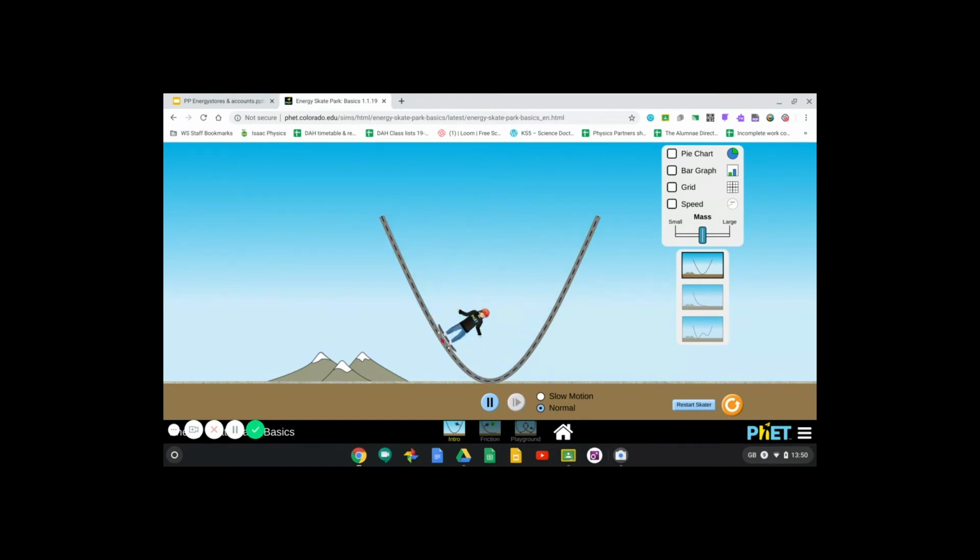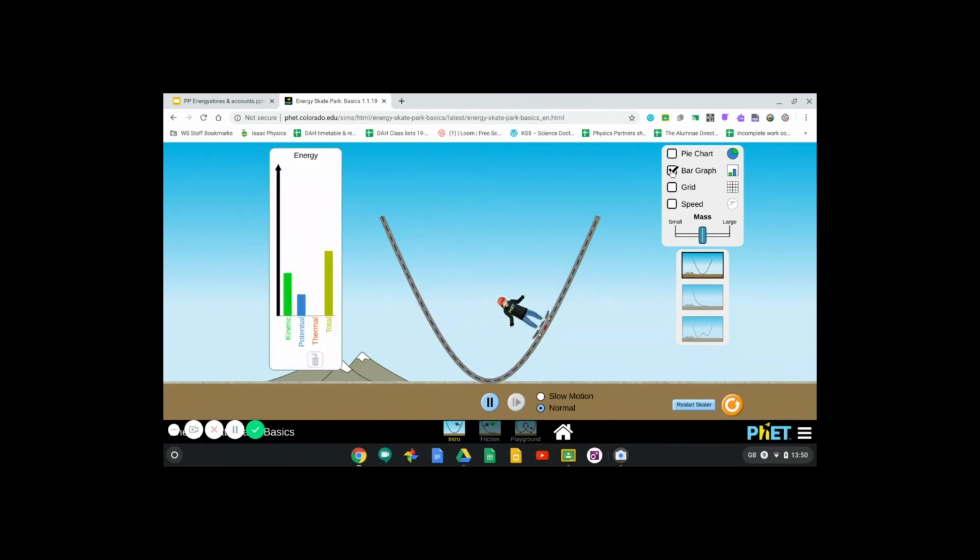What energy can tell us, though, quite beautifully, are the answers to some specific questions. How fast will the skater go if she starts at a certain height? How high will the skater reach if she's moving at a certain speed? Let's add on a bar chart to show the amount of energy in the kinetic store associated with movement and the gravitational store, here labelled potential.